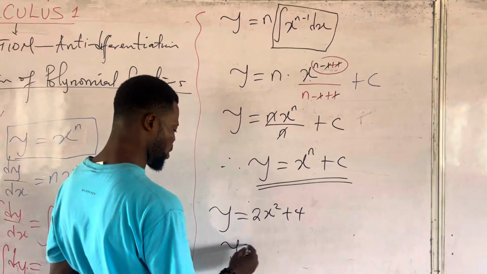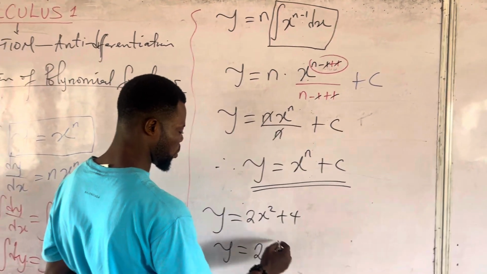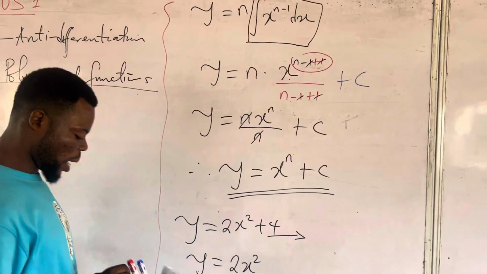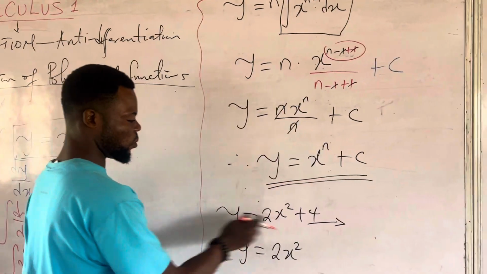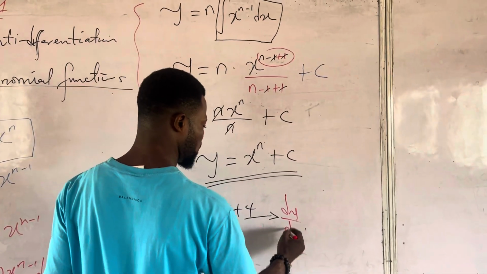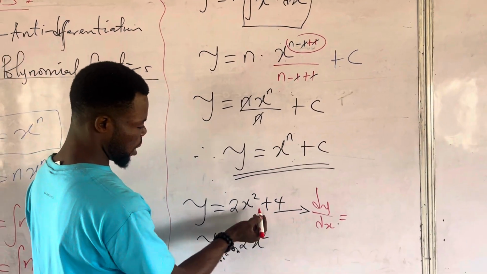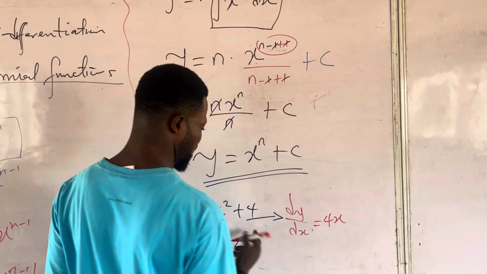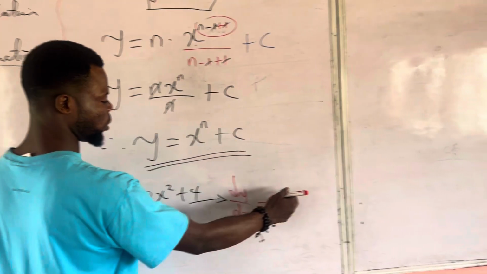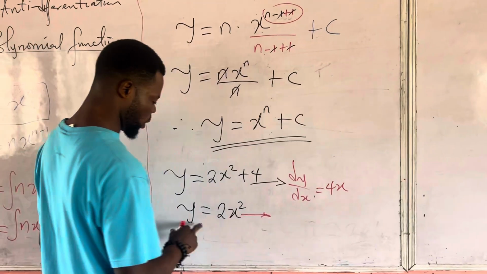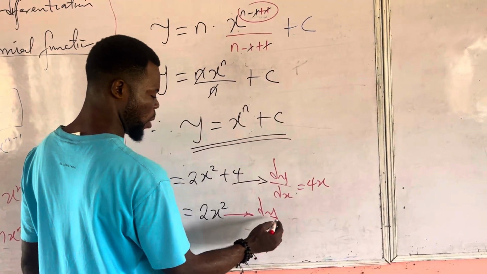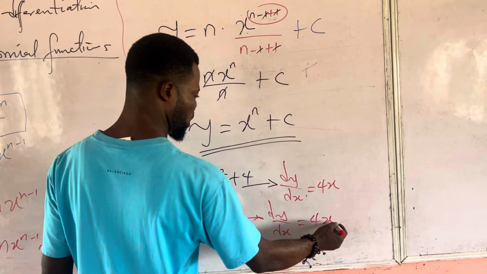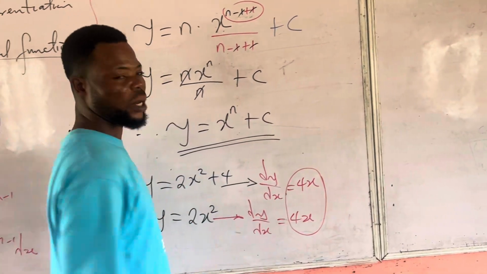and I also have y equal to 2x raised to the power 2, if I differentiate this, what will be my answer? If I differentiate this function, dy/dx, you agree with me that this will be 4x. Then when you differentiate the constant term, it will be 0. And if you also differentiate this, I will also have dy/dx equal to 4x. And we discover that between these two, there is no difference.